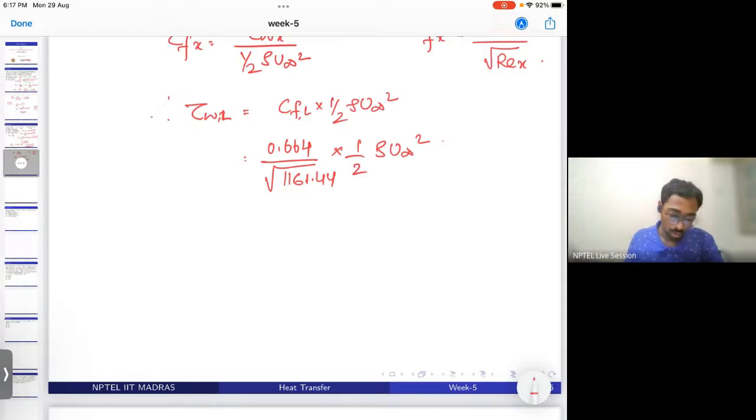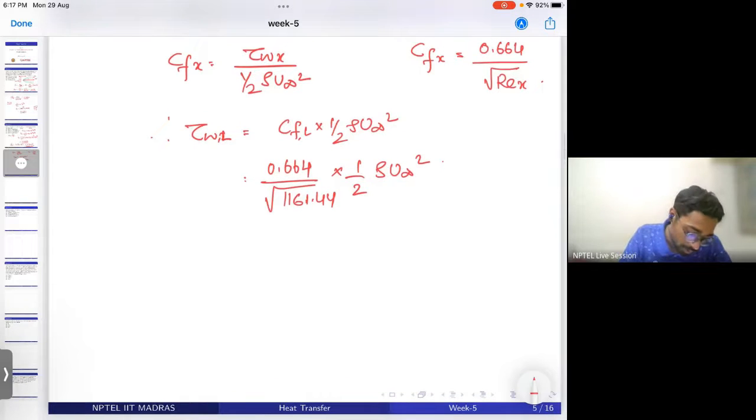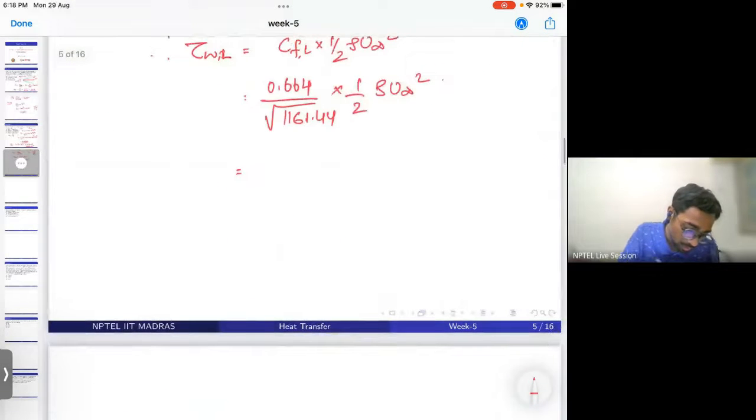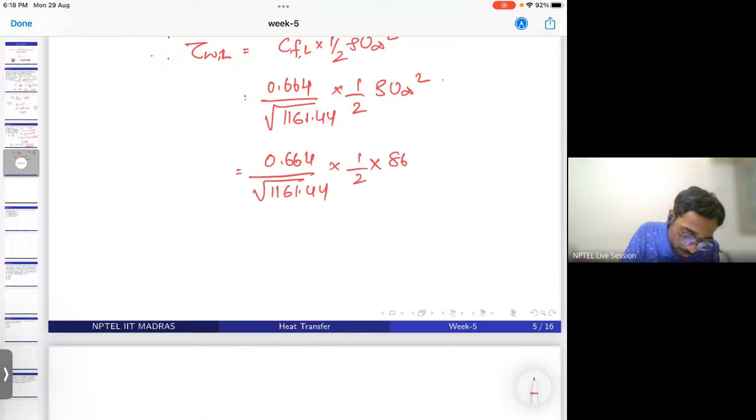Right. So rho is given. How much is rho? Rho is 864. So 0.664 divided by root 1161.44 into half times rho, which is 864, into u infinity 0.1 square. So can you please calculate this? What is the final answer for shear stress?